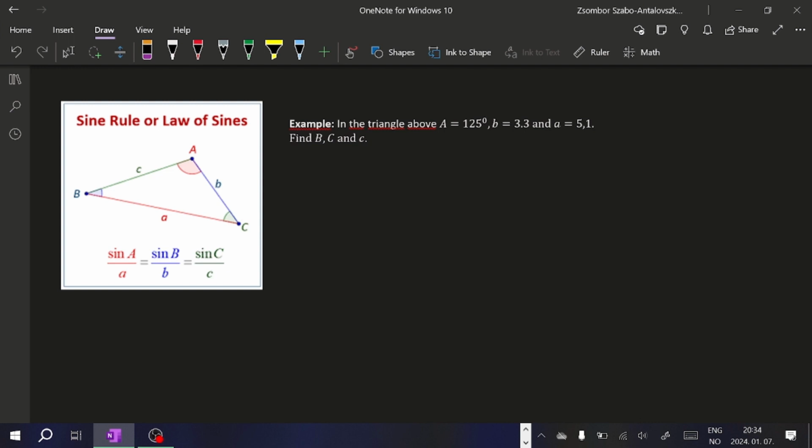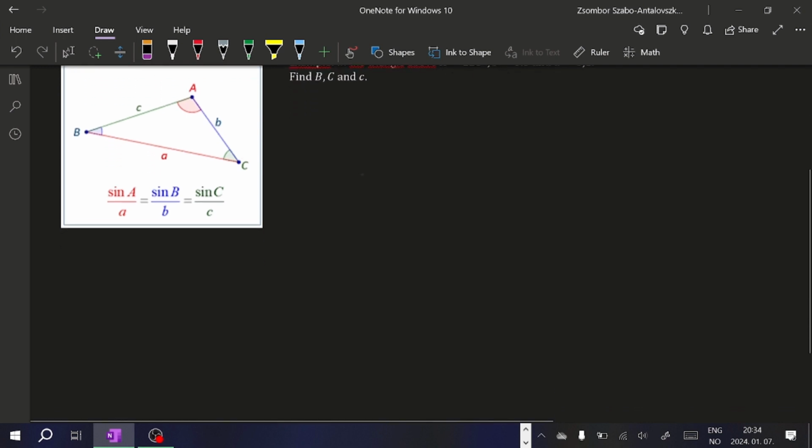And the sine rule is not that difficult after doing it a couple of times. So we can solve an example together and see how it works. But first, I'm going to talk about this formula.